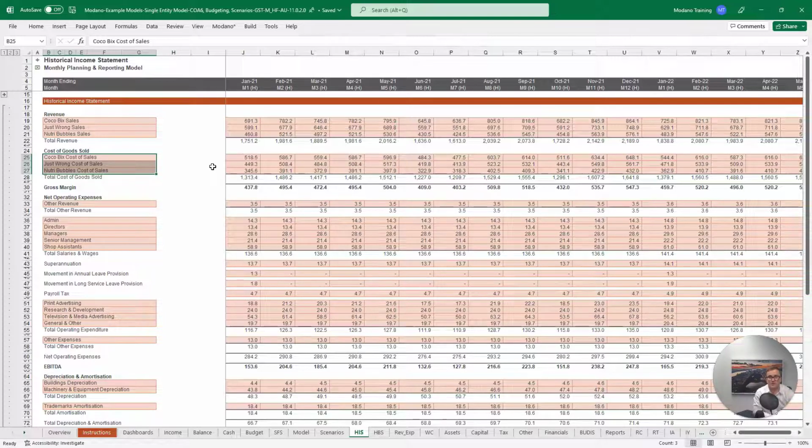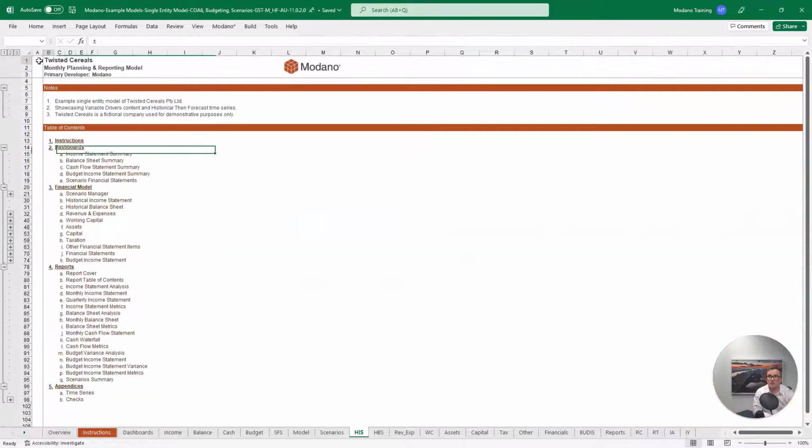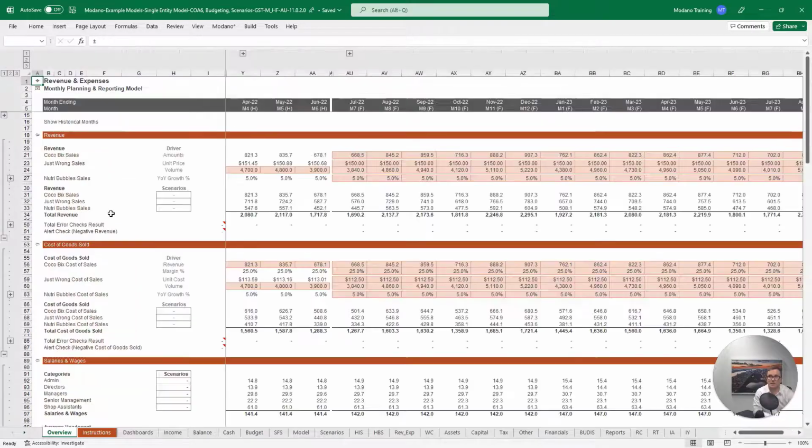Now, when we forecast COGS, that is also handled on the revenues and expenses sheet. So let's head back to our table of contents and activate that. In the middle of the sheet here, you can see we have our 3 COGS categories being brought through, and they all again have their own unique drivers. Currently, these are set to percentage of revenue, unit costs and volumes, and year-on-year growth rates.